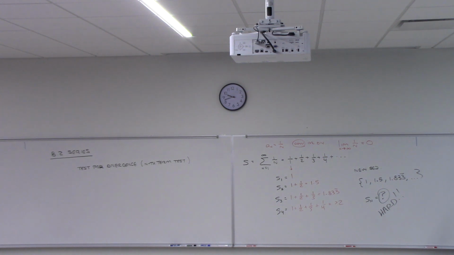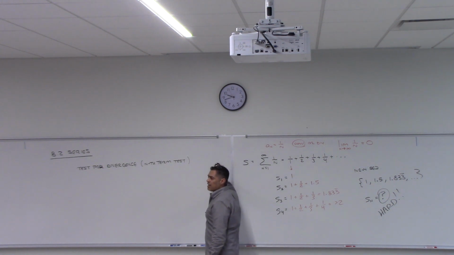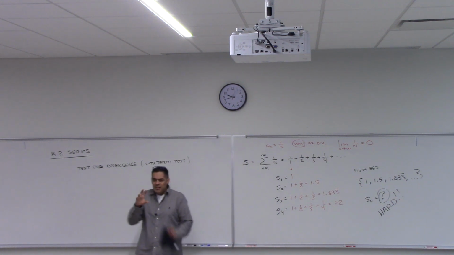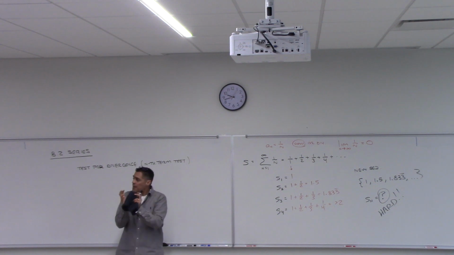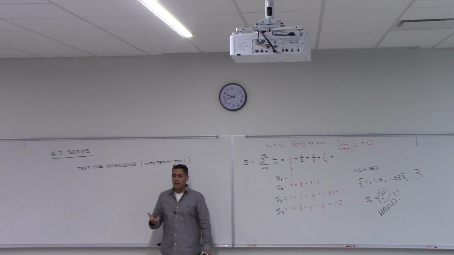Here's the test right here. If somebody gives you a series, there's the series right there. What you're going to do is take a look at the sequence that generates that series. The sequence is the A sub n, that formula in the sigma notation. You're going to take the limit as n goes to infinity of the sequence. And if it goes to something other than 0, you can tell me the series diverges.